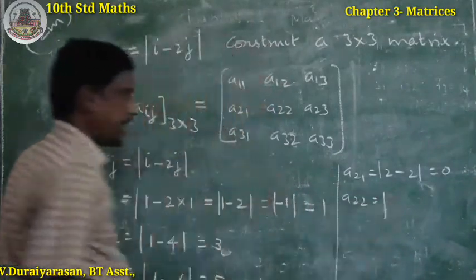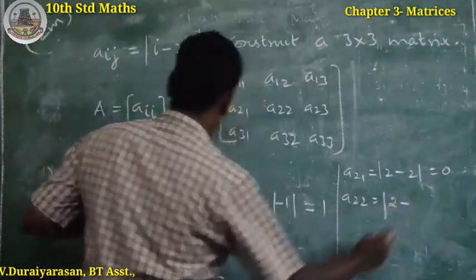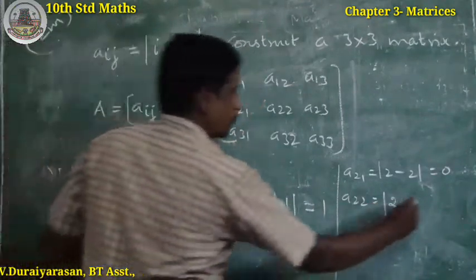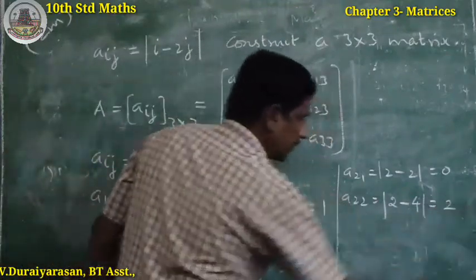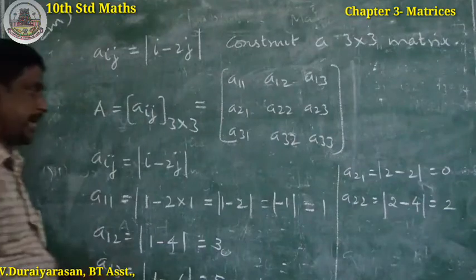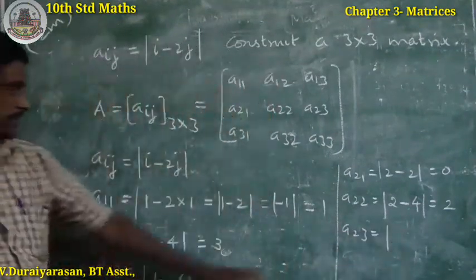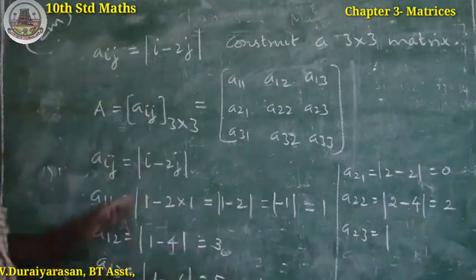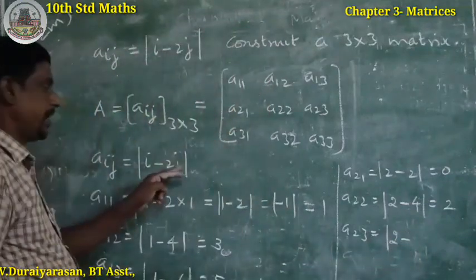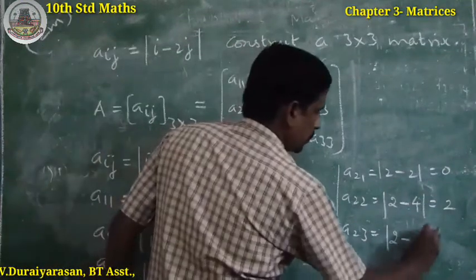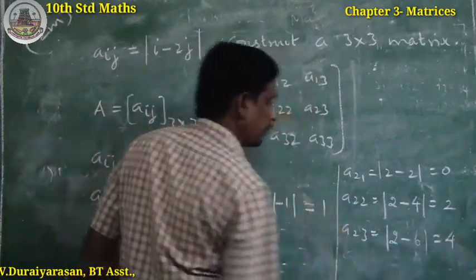A22. i equal to 2, j equal to 2. 2 twos are 4. 2 minus 4 is minus 2. Modulus of minus 2 is 2. Next, A23 is equal to modulus of i equal to 2, j equal to 3. 3 twos are 6. 2 minus 6 is minus 4. Modulus of minus 4 is 4.